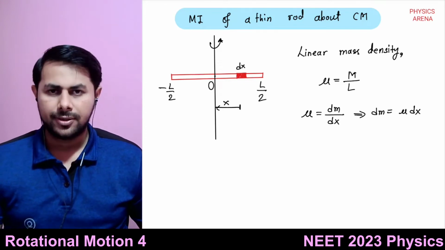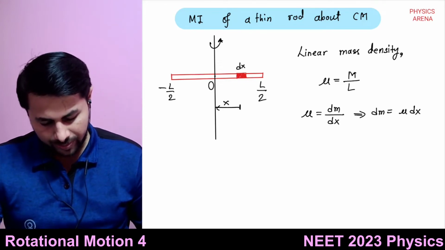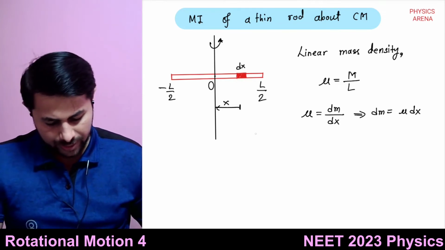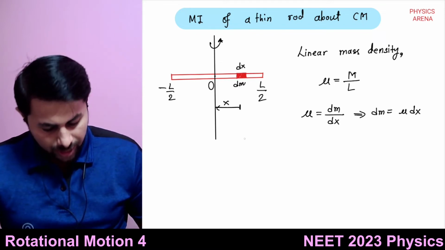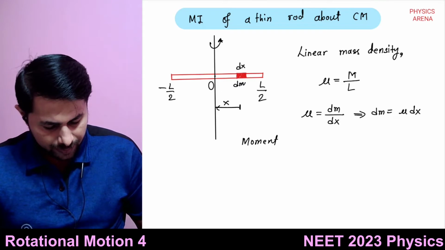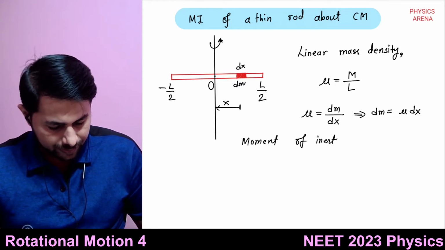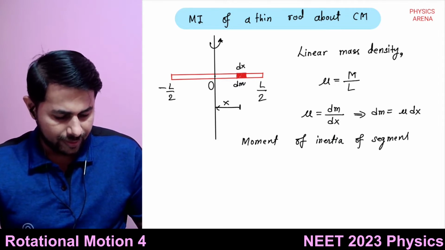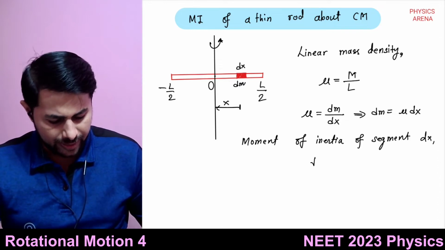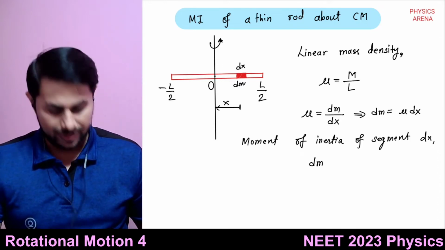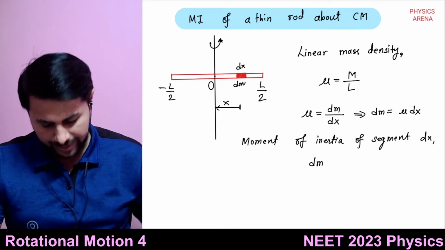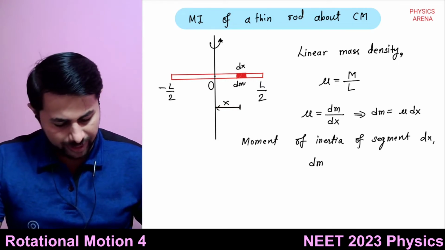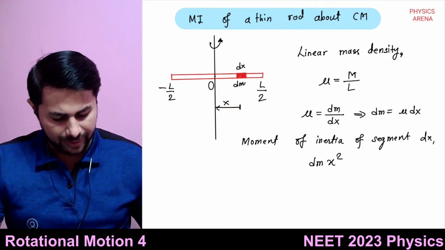So the moment of inertia of this segment of mass dm is what? The mass of this segment is dm. So the moment of inertia of the segment dx is dm multiplied by its distance squared, where its distance from the axis of rotation is x. So dm multiplied by x square, right? So this is dI.